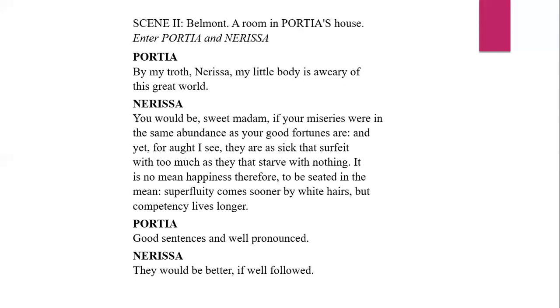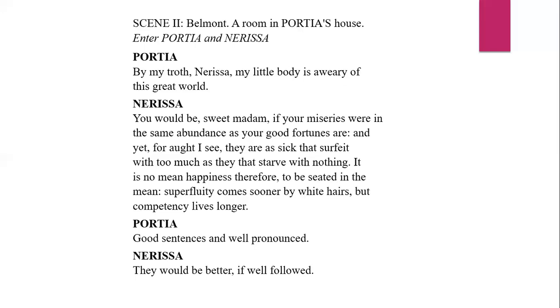You know that nowadays people have a lot of lifestyle diseases. Why do people have lifestyle diseases? Because they have too much. Too much eating and drinking is the cause of many diseases and ill health, and this leads to their early death. Okay, so Portia replies, good sentences and well pronounced.